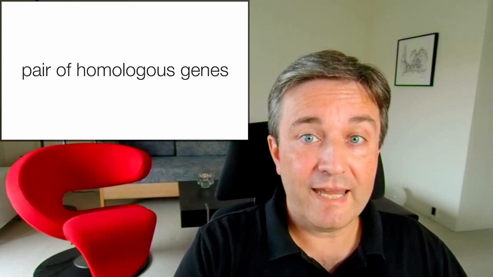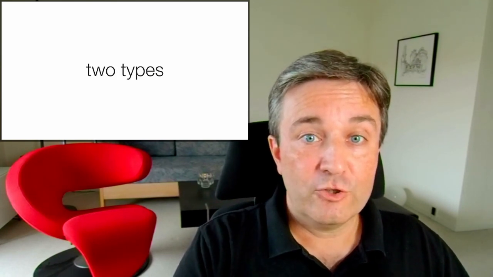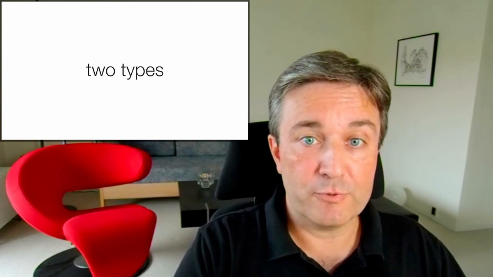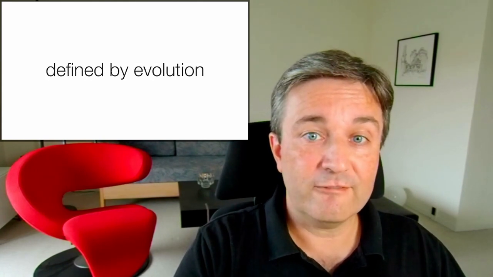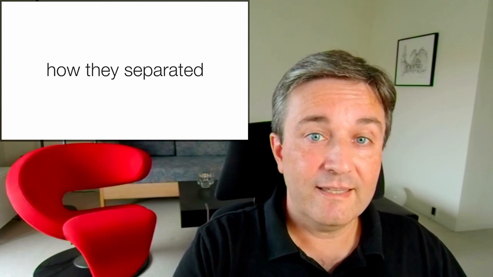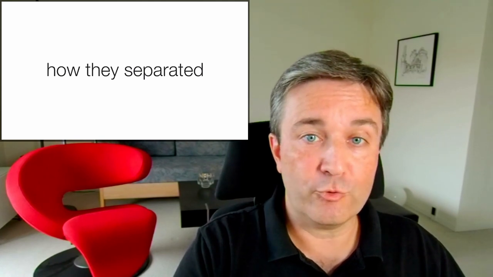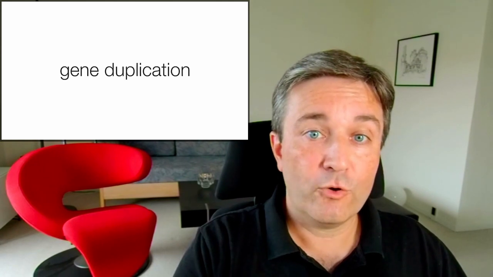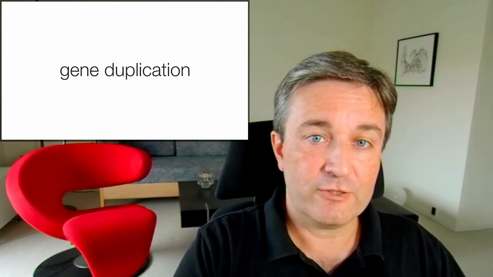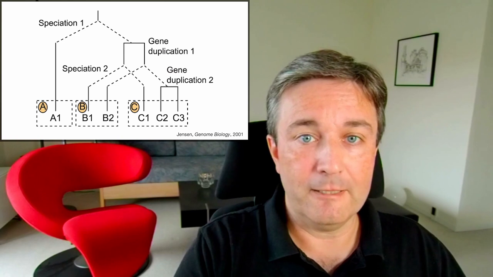If you look at a pair of homologous genes, you can now divide them into two types, namely orthologs and paralogs. These are defined by evolution in the sense of how they are separated. This can either be at a speciation event or a gene duplication event. Let's look at the figure again.